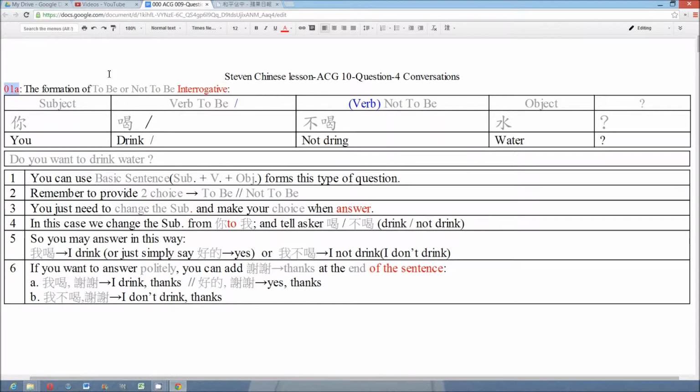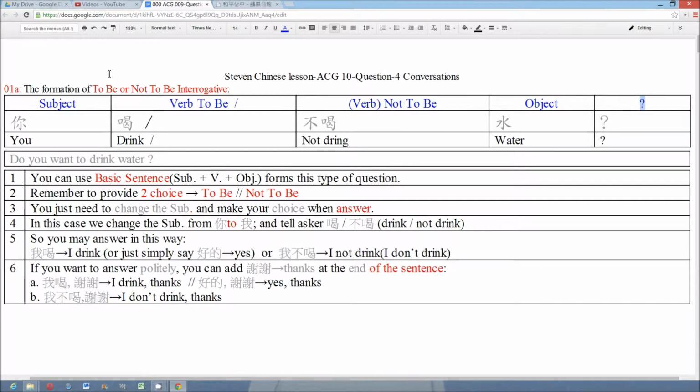This is 1A. We will learn about the to be or not to be interrogative. Basically, we can use the basic sentence, subject, verb, and object to form this type of question. And we should provide two choices, to be and not to be. Here is the format: subject, verb to be, not to be, object, and the question mark.